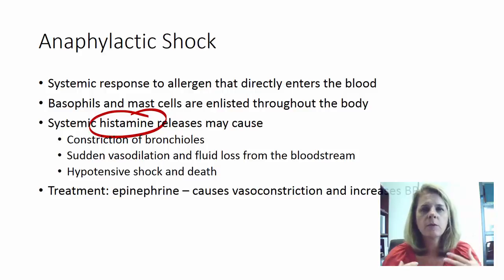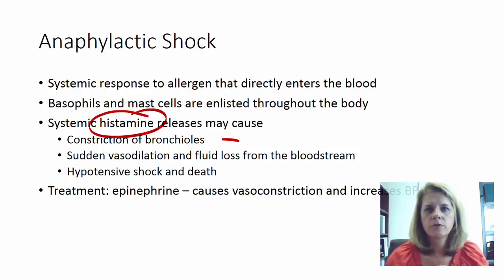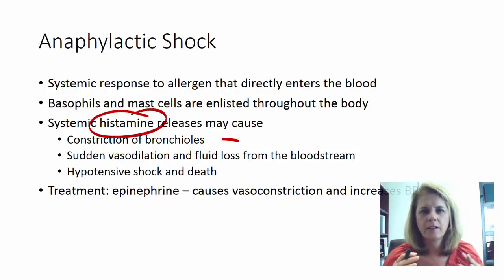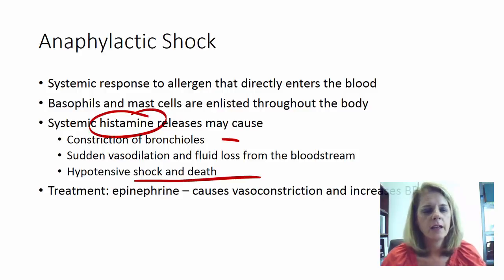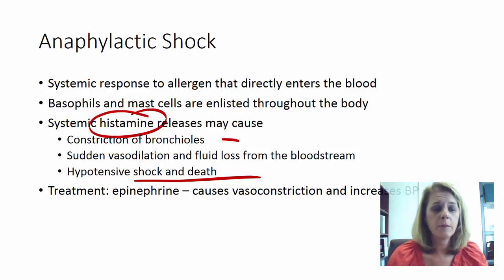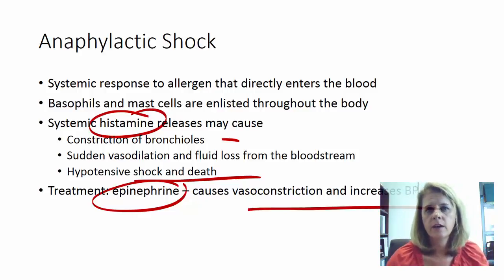But if you get a systemic release of histamine, it's going to cause your bronchioles, which carry air to your lungs, to constrict. It's going to make it hard to breathe. It's going to cause your vessels to vasodilate, and really it just causes your blood pressure to plummet. So it causes big blood pressure loss, which we call hypotension, and which can result in shock and death. So if someone has hypersensitivities, usually they keep an EpiPen, or at least a Benadryl, because epinephrine will cause vasoconstriction and increase blood pressure.